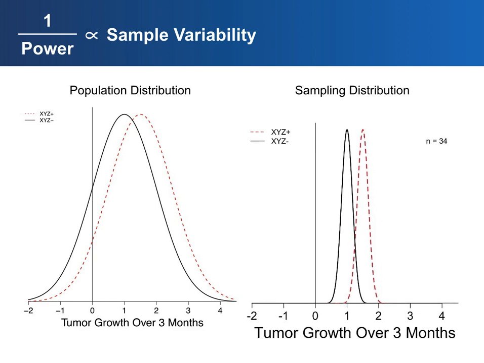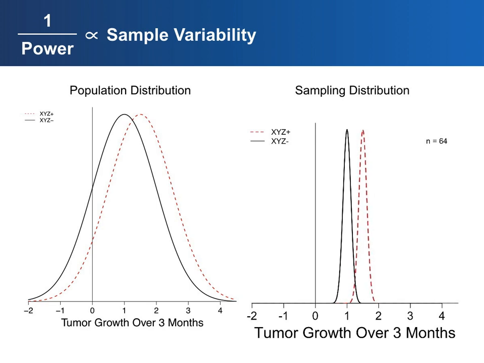But if we increase our sample size, the distribution of the sample mean is going to change, and we're going to have a much higher likelihood of being able to distinguish those two samples from each other, and thus we will have greater statistical power.